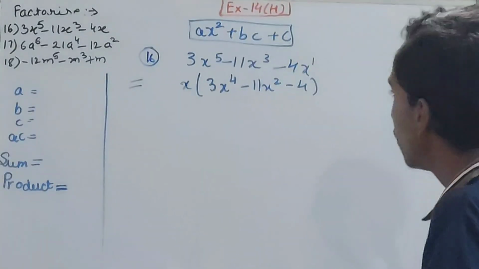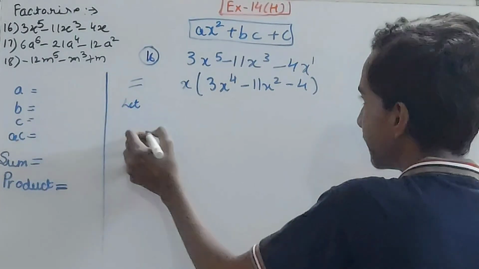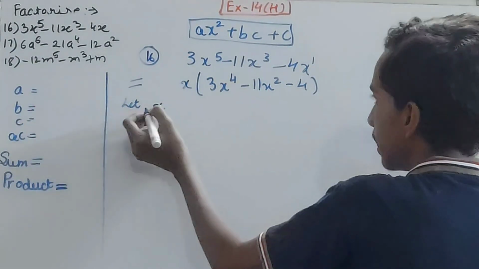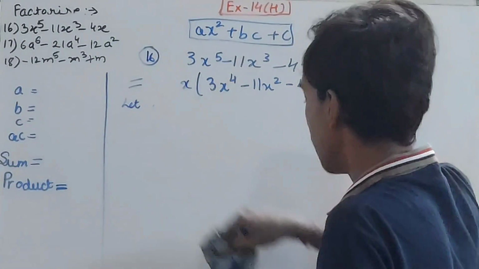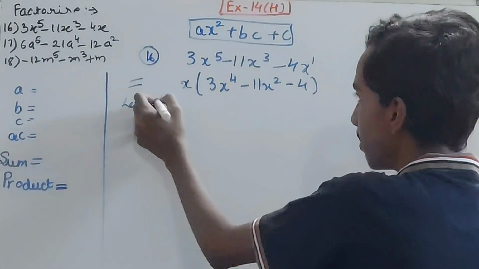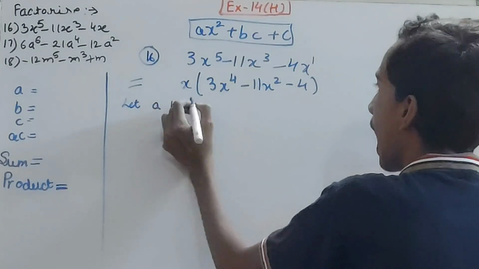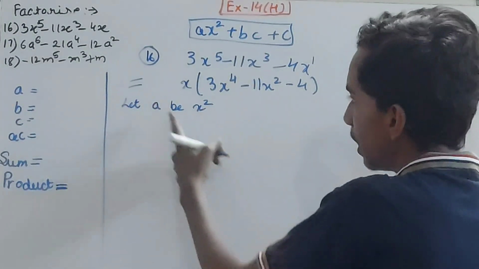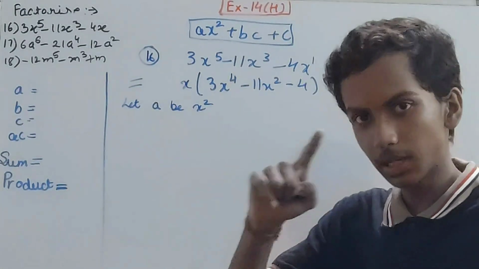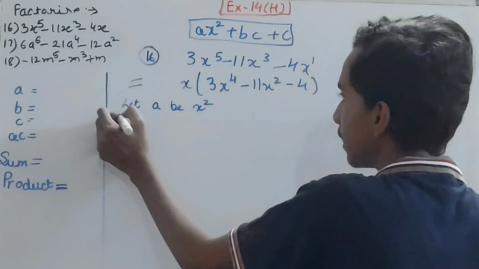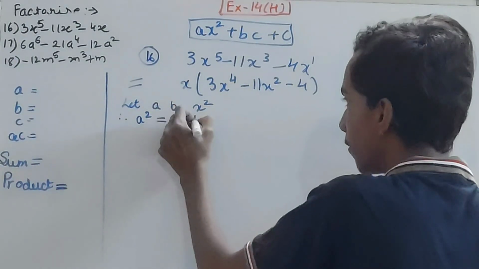Right? Now you can see it is in the form that we want, but one more thing we need to do, that is assumption. Let x square, or you can write it the other way around, right? We are going to replace the variable x with a. So let a be x square. So in place of x square we are assuming the value to be a. Clear? Therefore, a square will be equal to x to power 4 or not.